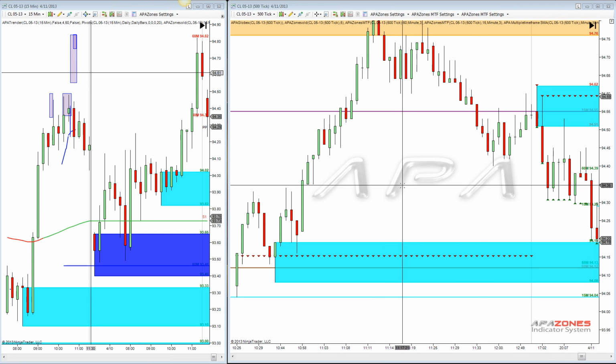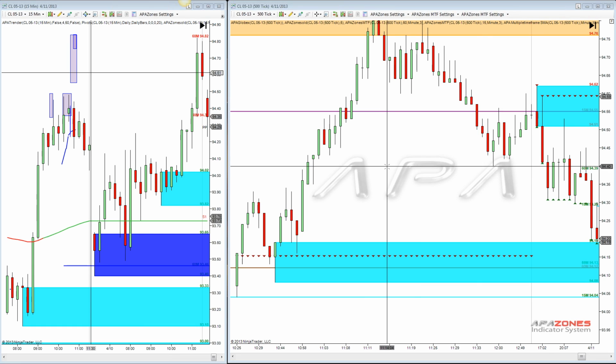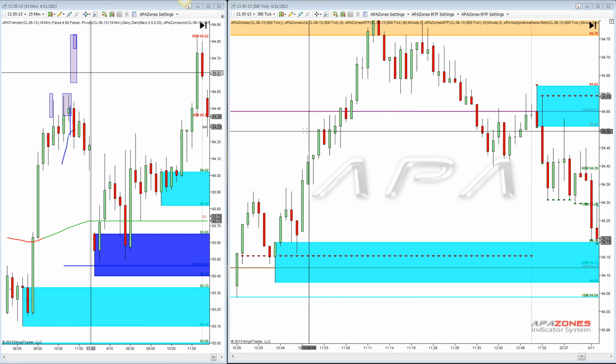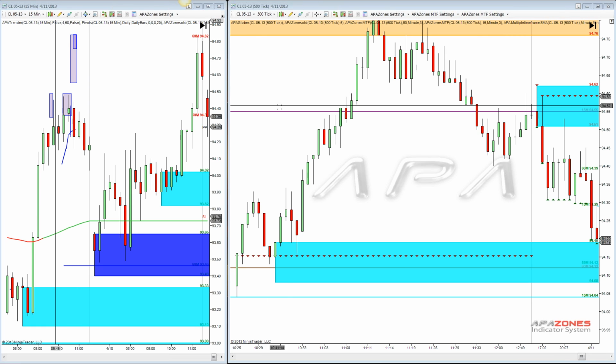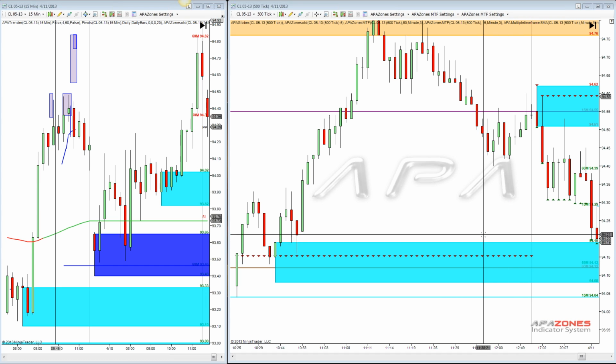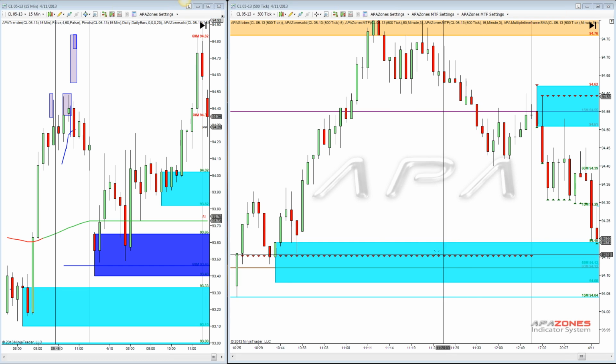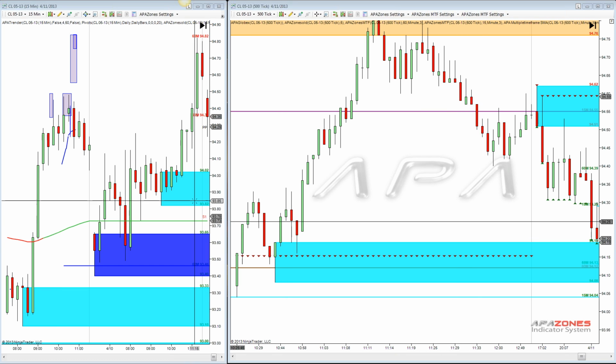Looking at this, this is the ending part of yesterday. If you'll notice here, I have my 15-minute charts as well as my 500 tick chart. I do have multiple time frames enabled, so I'm seeing a whole bunch of different areas, a whole bunch of different zones and all that type of good stuff. And that's all really good.